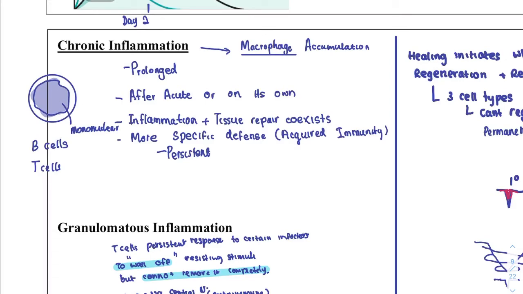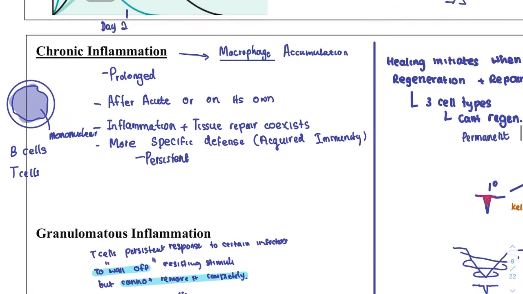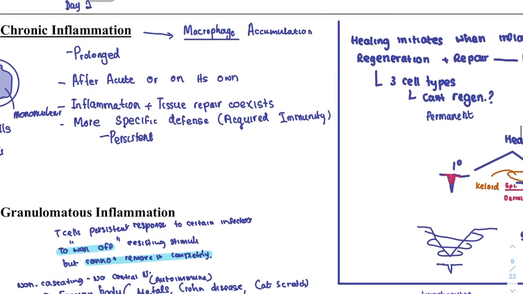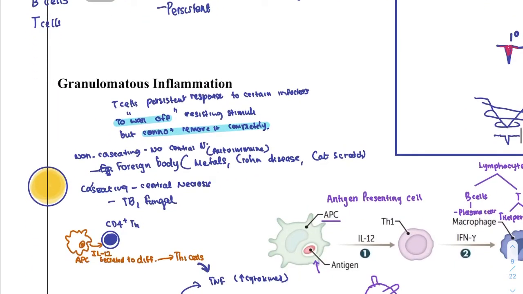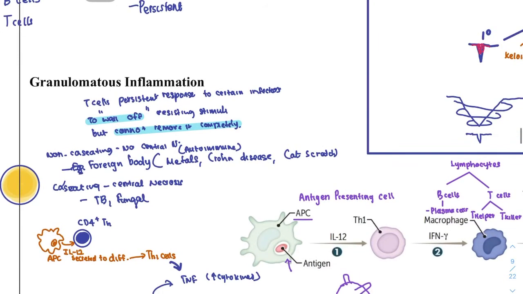So next part is a granulomatous inflammation. Now this is a type of chronic inflammation where the T cells have a persistent response to certain infections. This is an attempt to wall off the resisting stimuli, but it cannot remove it completely. Again, this is a T cell response to certain infections to wall off existing stimuli, but cannot remove it completely.